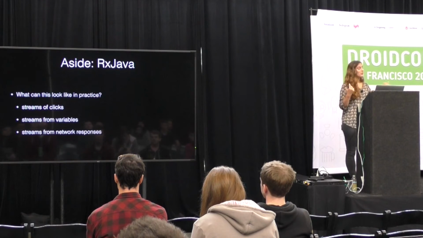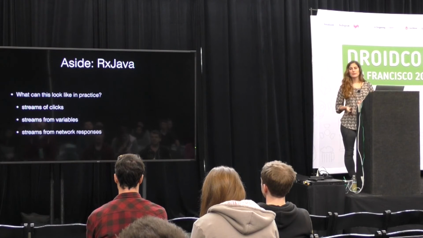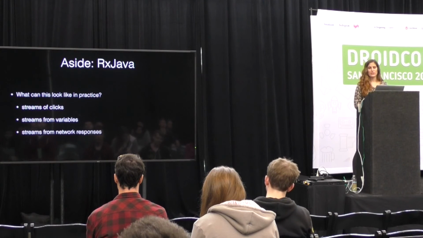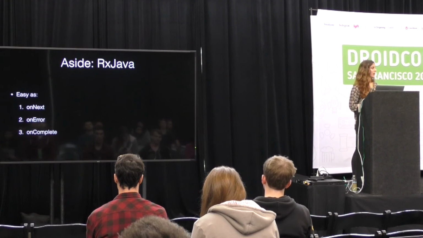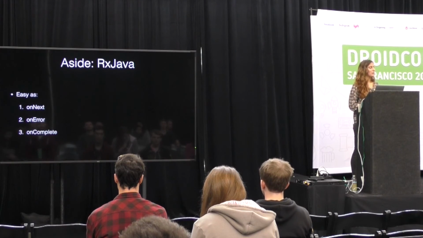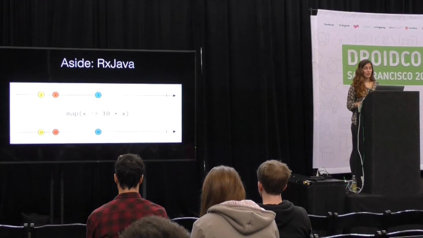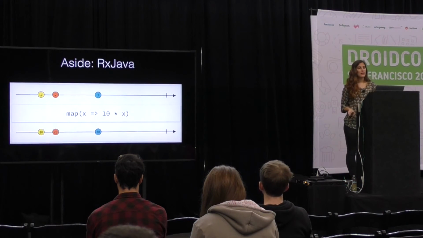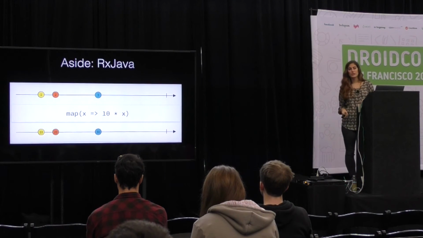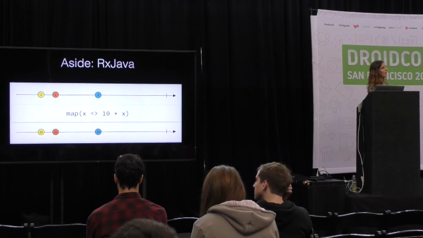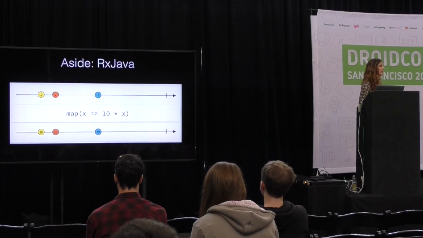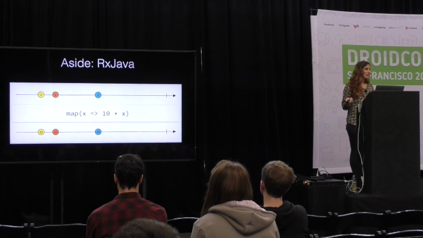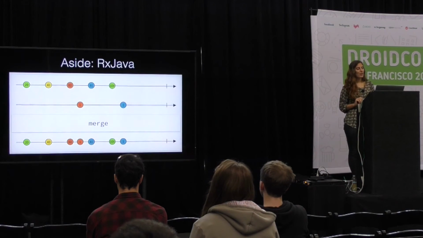You can have streams of clicks, you can have network responses, basically anything can be turned into a stream of data. You have onNext, you have onError, and you have onComplete, and that's more or less it. So this is an example of what that looks like. You're emitting 3 things, you're mapping each one of those to 10 times its value. So now instead of emitting 1, 2, 3, you emit 10, 20, 30. Hooray, observables are great.